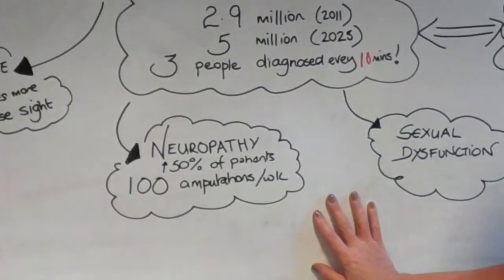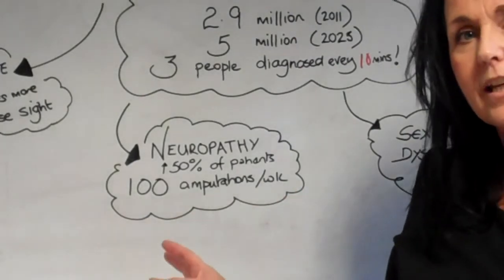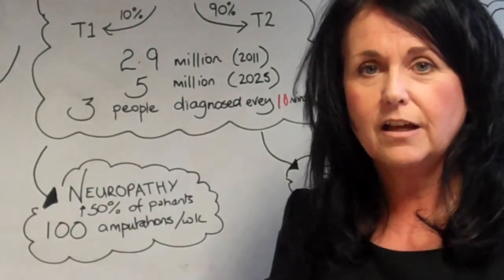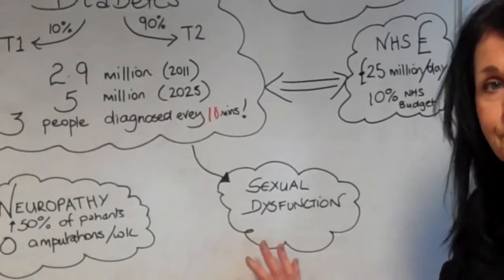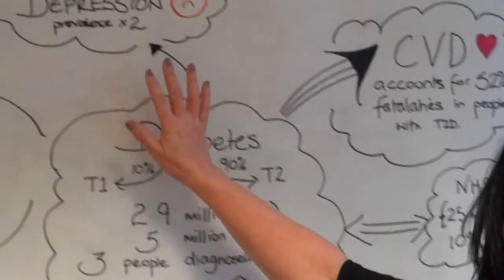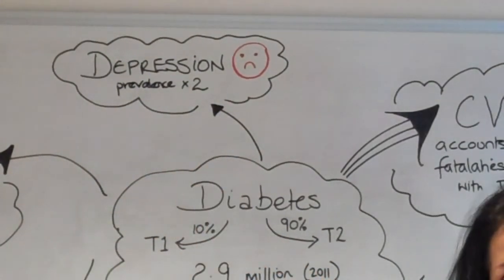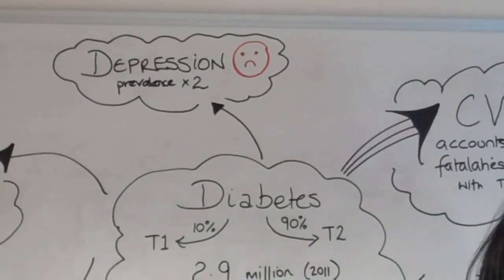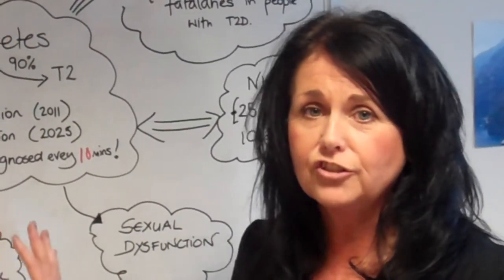About 50% of patients with diabetes have an element of neuropathy, and it's estimated that we conduct about 100 amputations every week in this country because of diabetes. Other things that impact on a patient's life are sexual dysfunction and also depression. People with diabetes are twice as likely to suffer with depression and have because of the reduced quality of life than a person without diabetes. So we can see that all these things have a massive impact on the patient.